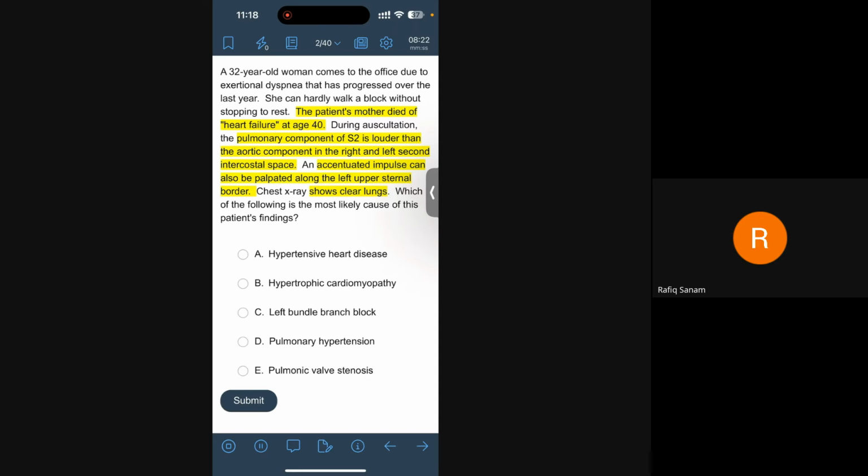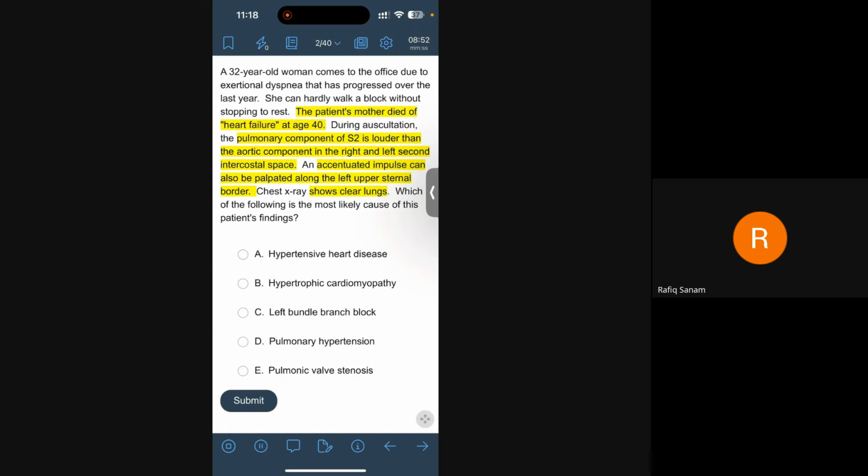Why? Because if it is hypertrophic cardiomyopathy, then how are you going to explain that the pulmonary component of S2 is louder than the aortic component? How are you going to explain the impulse which can be palpated along the left upper sternal border, that is left parasternal lift due to the right ventricular heave? Hypertrophic cardiomyopathy cannot explain all of the findings in this patient.